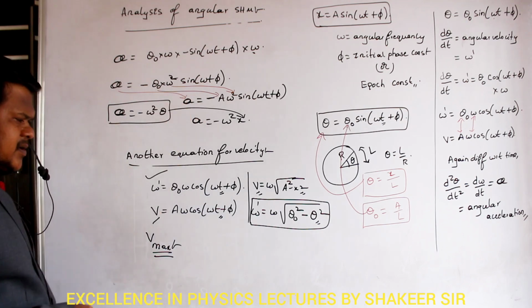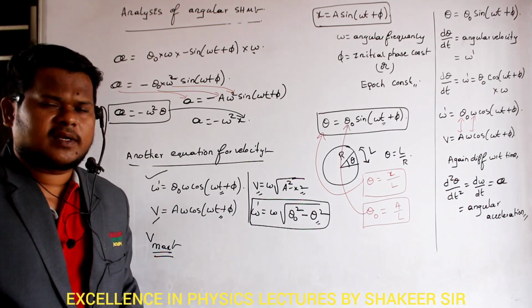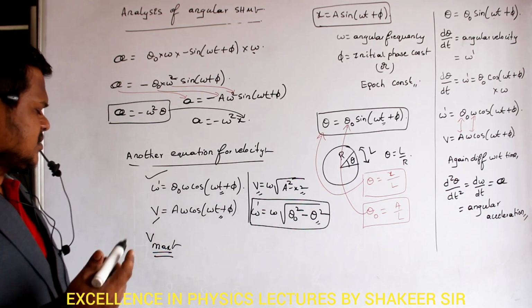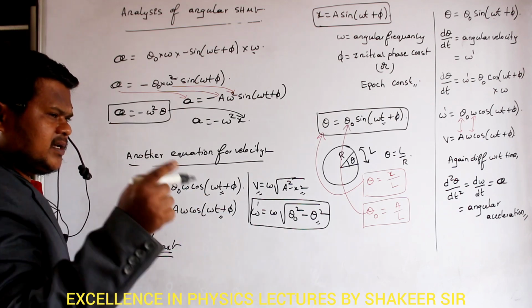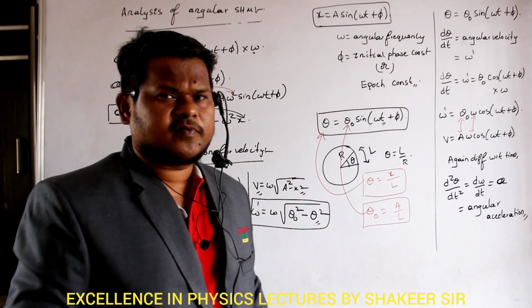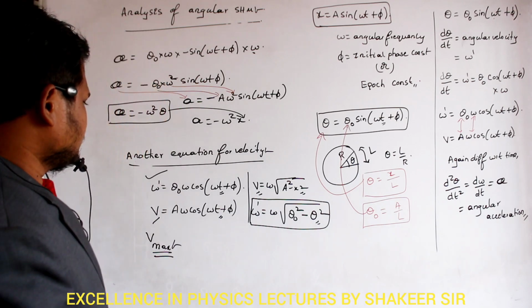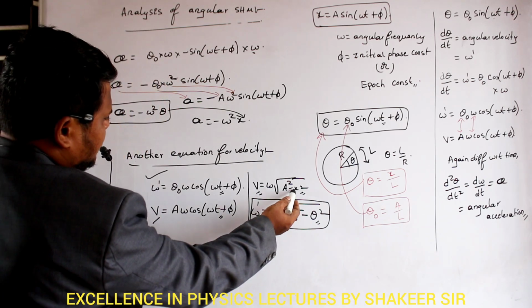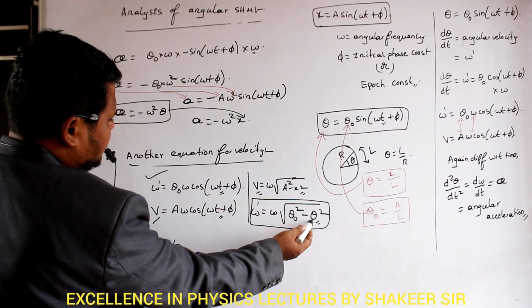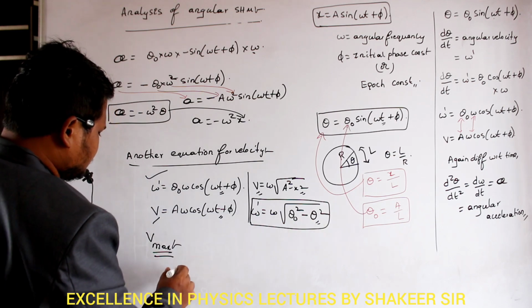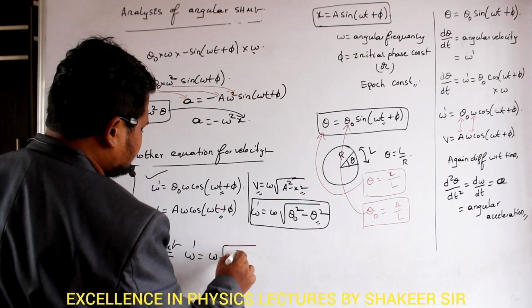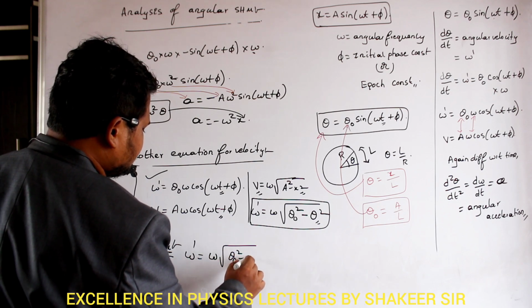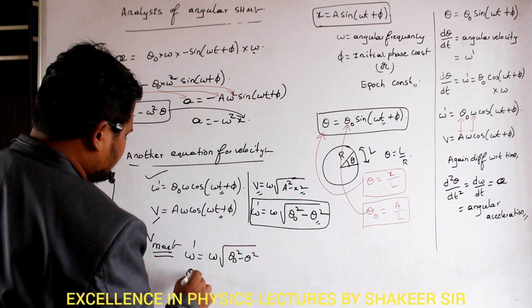A particle performing angular SHM will have maximum angular velocity at the mean position. This is understandable. Similarly, a particle performing linear SHM also has maximum velocity at the mean position only. At the mean position, what is the x value? 0. Similarly, at the mean position, what is the theta value? It is also 0. So the maximum velocity omega dash is equal to omega into square root of theta naught square plus theta square, where the theta value is 0.